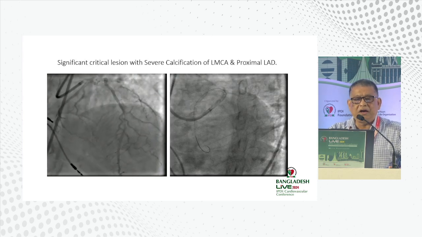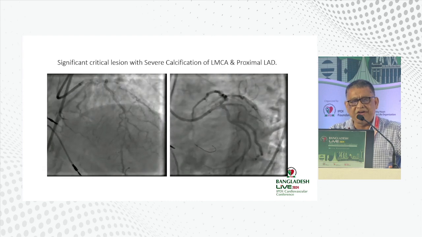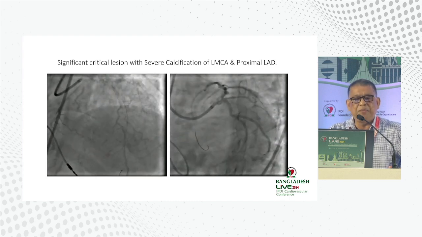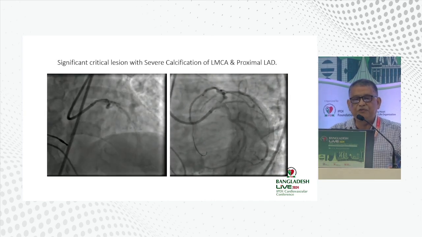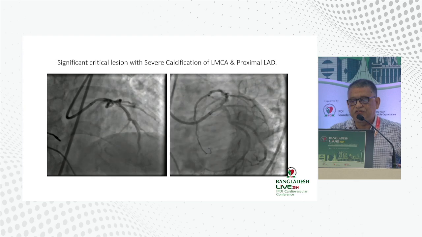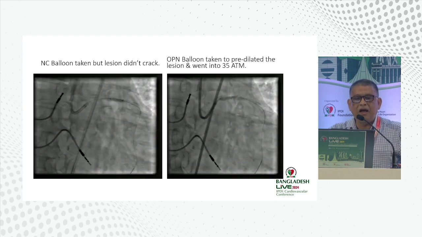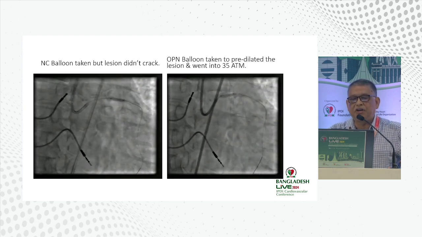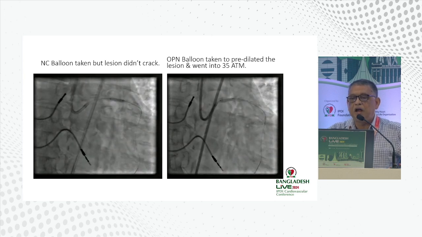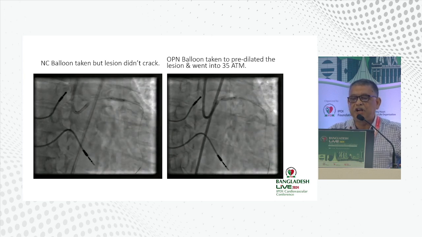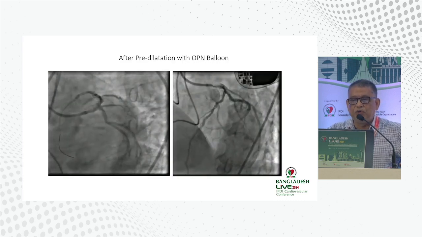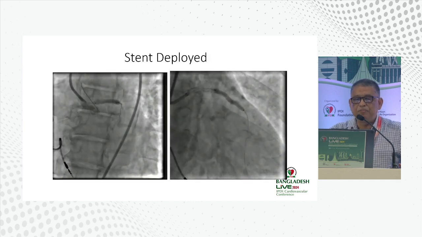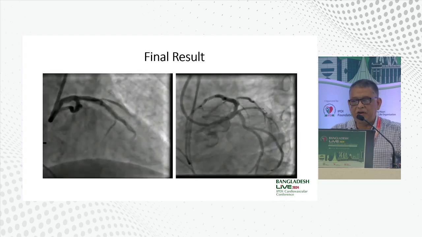This is a case in our center. We do not have an opium balloon at present, but we have done a workshop with an opium balloon. This is from the workshop. It is a calcified lesion in the left main to LCX. An NC balloon was taken, but the lesion did not give. The opium balloon was taken, pre-dilated the lesion and went up to 35 atmosphere. After that pre-dilatation with the opium balloon, a stent was deployed, and this is the final result.